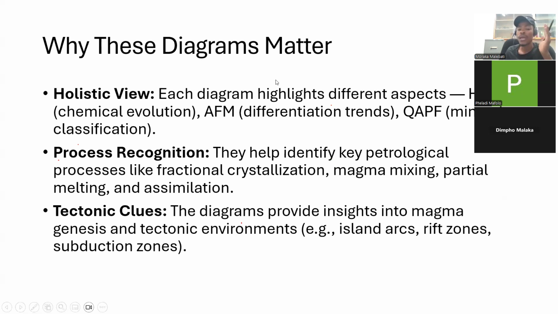Now, why do these diagrams matter? For example, the Harker diagram will tell us more about the chemical evolution. The AFM will tell us much about the differentiation trends, and the QAPF will tell us more about the mineral classification. These diagrams help us identify key petrological processes like fractional crystallization, magma mixing, partial melting, and assimilation. They also provide insight into magma genesis and tectonic environments.